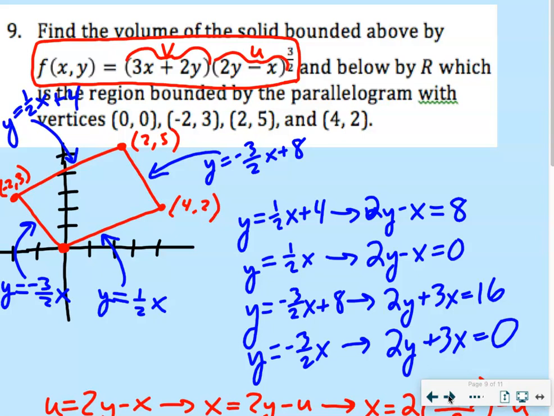Okay. Was 9 the one that everybody skipped? Oh, yeah. And 10. 9 and 10.